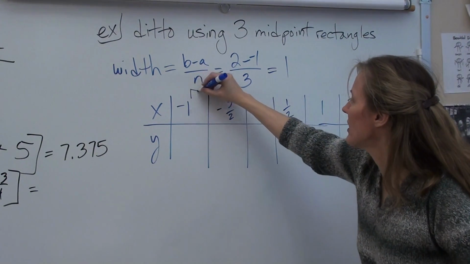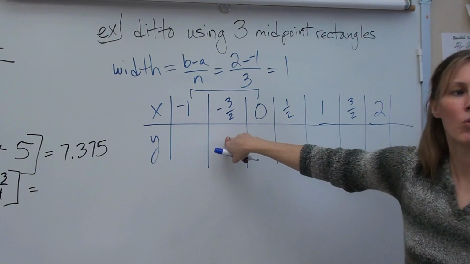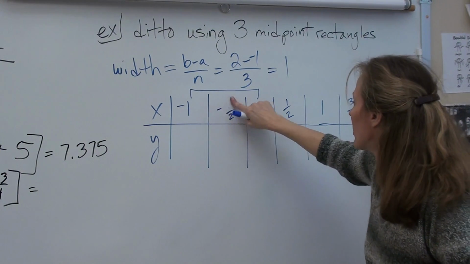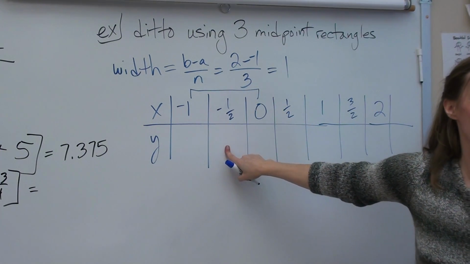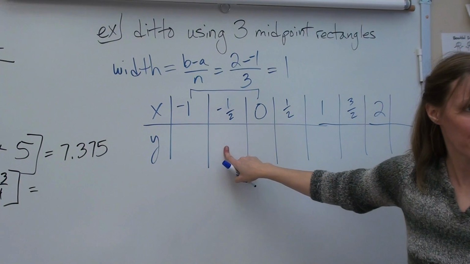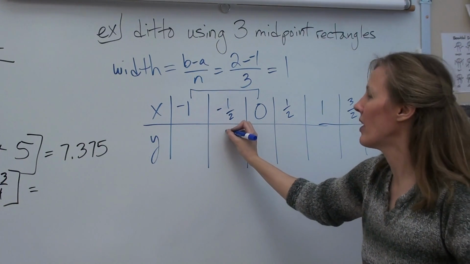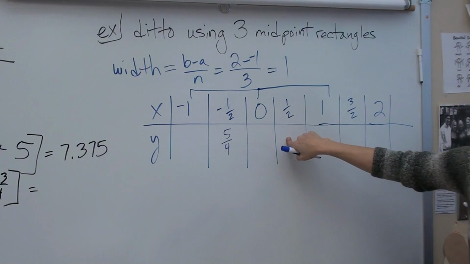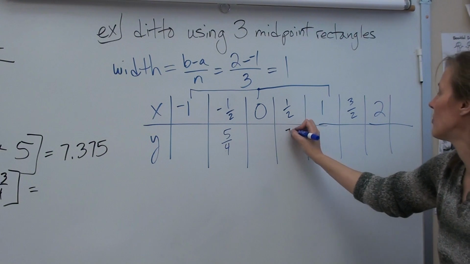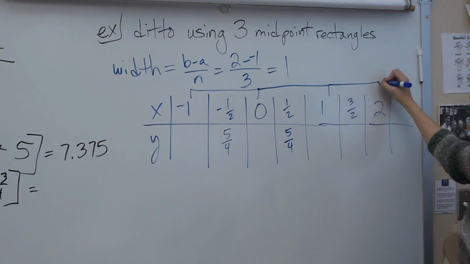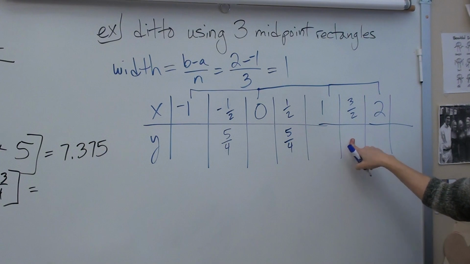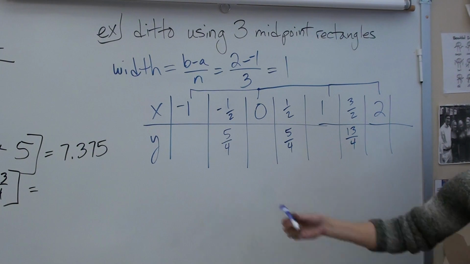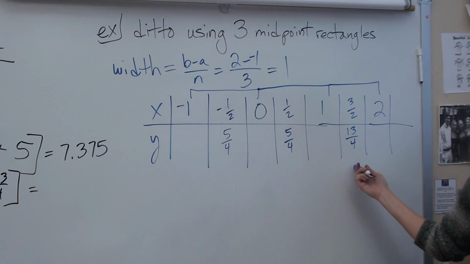Here's what happens. The rectangle from -1 to 0, we want the y value at the midpoint. Why would you make it a 3/2? Oh, I'm so sorry. -1/2. We want the y value at the midpoint. So the y value at the midpoint, -1/2, is 5/4. Then for the rectangle 0 to 1, we want the y value at the midpoint, which is 5/4. And then for the rectangle 1 to 2, we want the y value at the midpoint, which is 13/4. Those are your 3 heights.